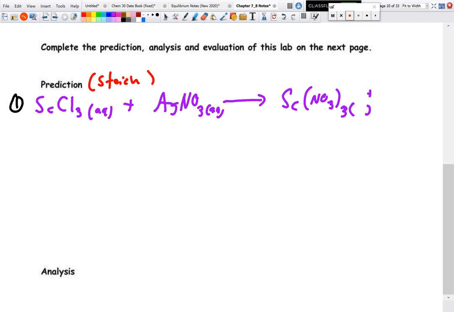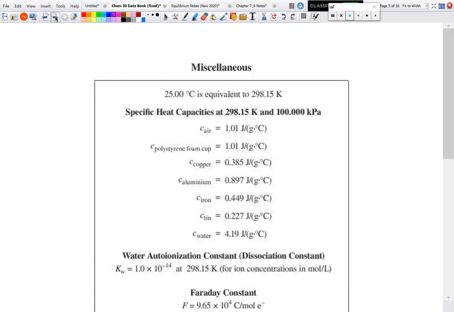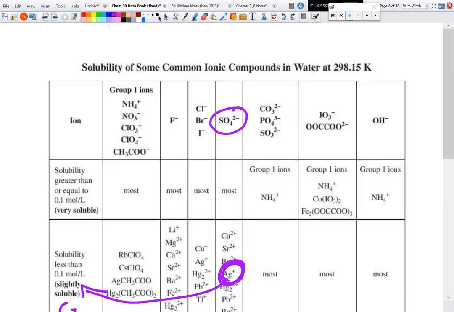Now we don't know the state of that, so we're going to have to check. And then we get silver chloride. And same thing, we don't know the state. So with these here, we are going to have to check their solubilities, because one of them should be a solid, and that is our precipitate. So in order to check, go to our data booklet. Go to your solubility table, just like this one right here, and we check.